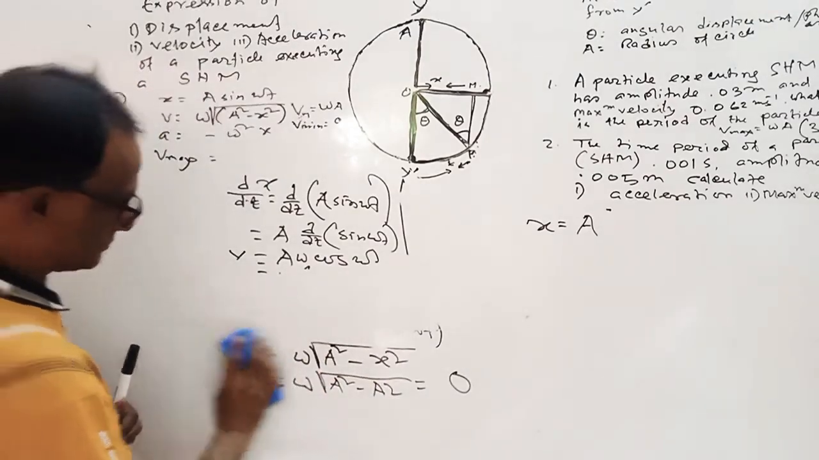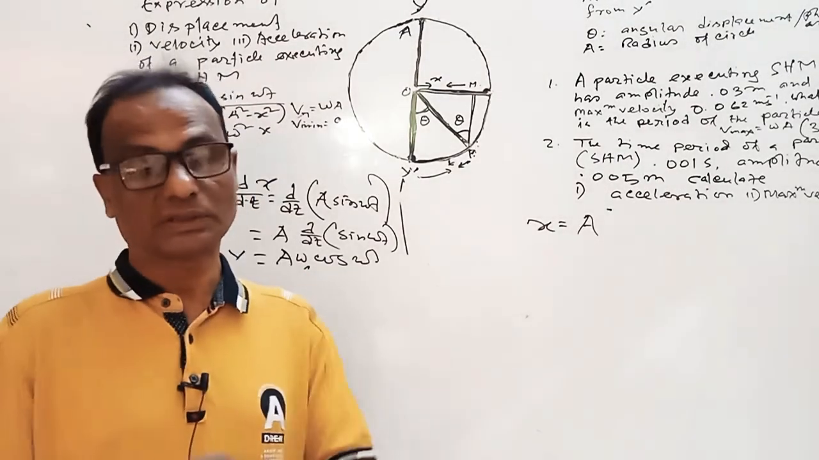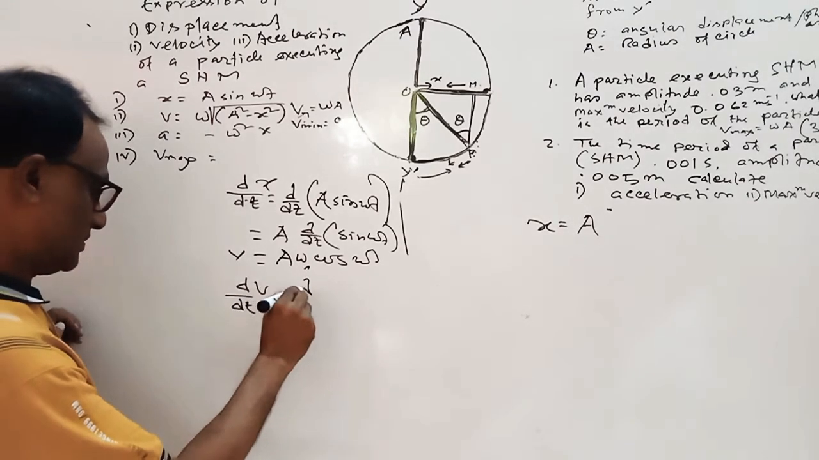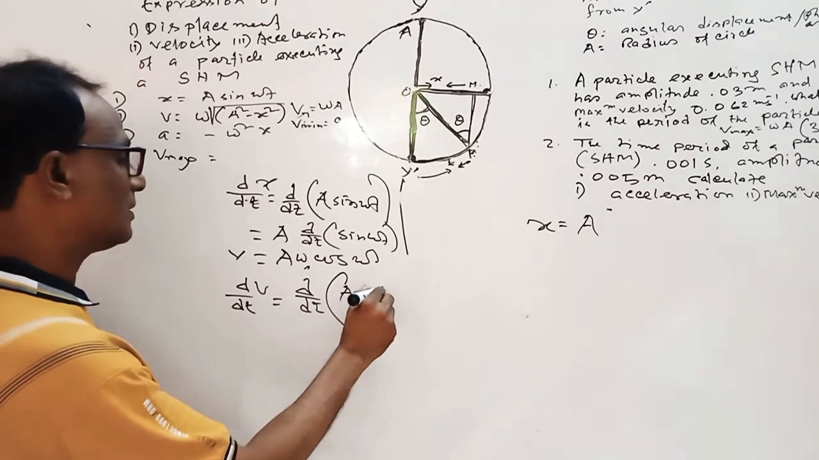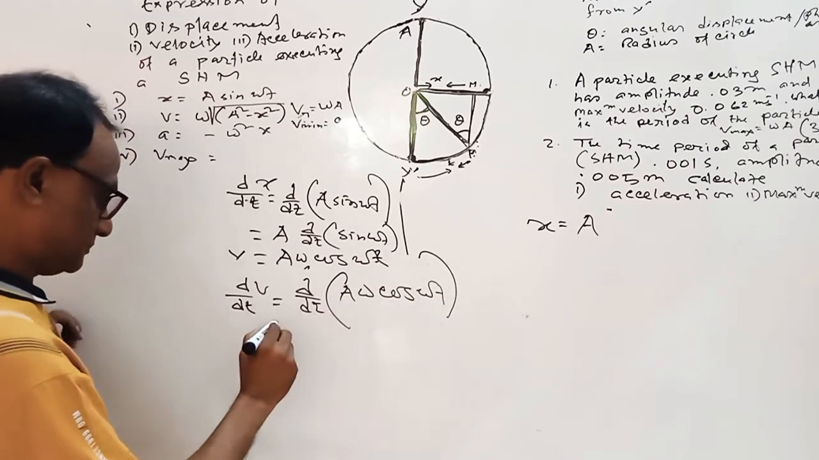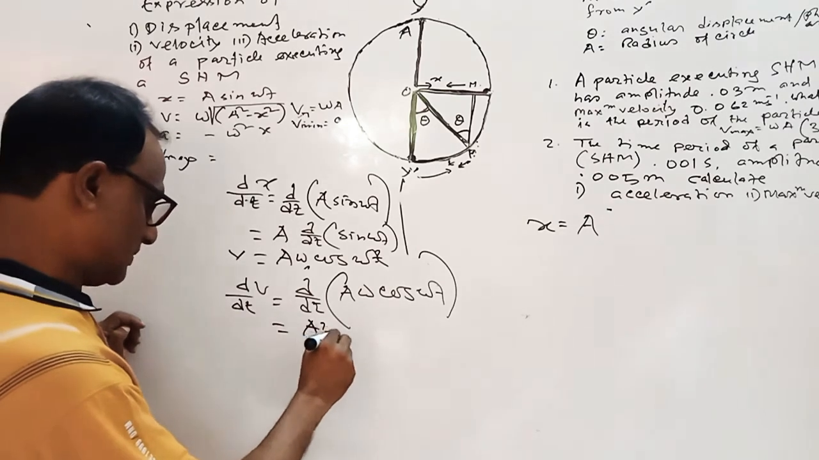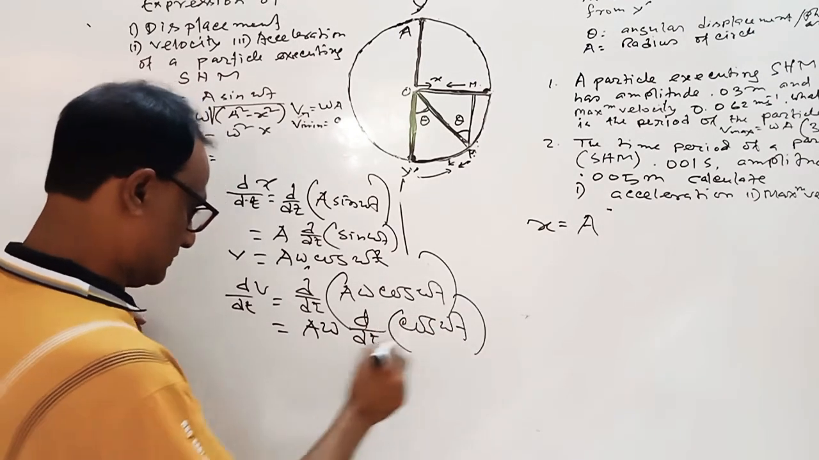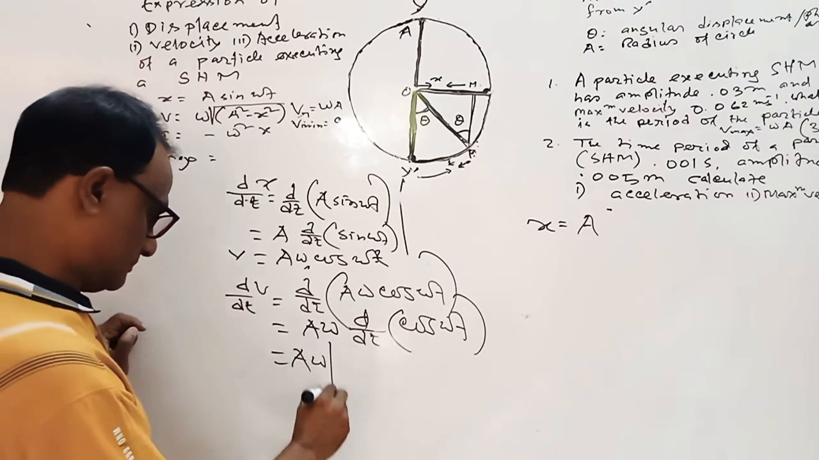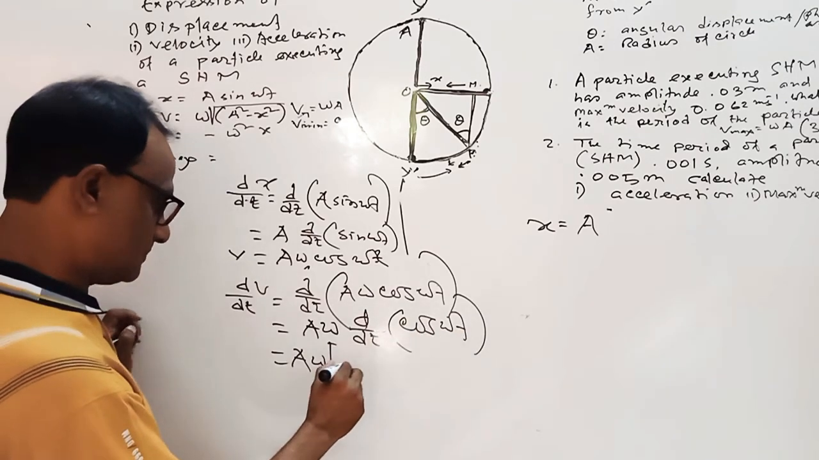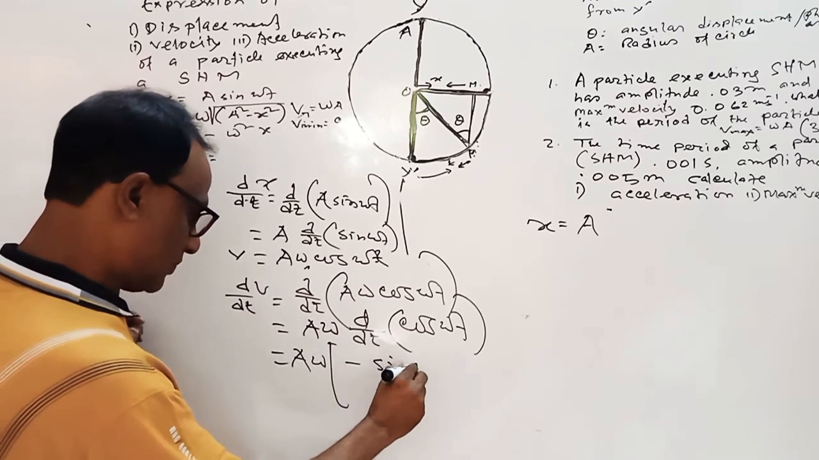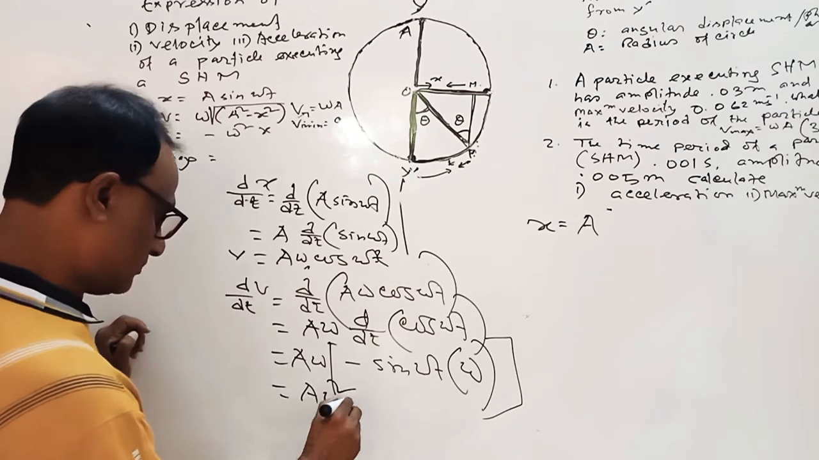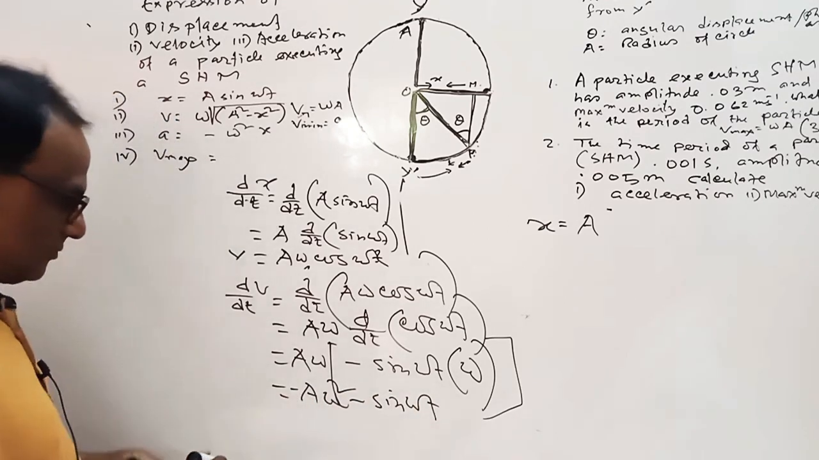Again the acceleration. Acceleration is nothing but the rate of change of velocity. So we will differentiate d by dt of v, that is d by dt of a omega cos omega t. A omega is constant, so it is taken outside, d by dt of cos omega t. Differentiating this portion gives minus sine omega t and again omega. So we will have a omega square minus sine omega t. This is the minus.